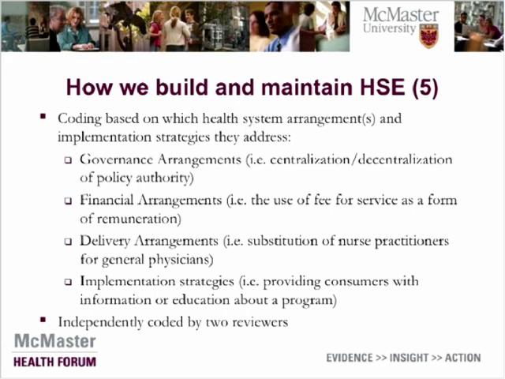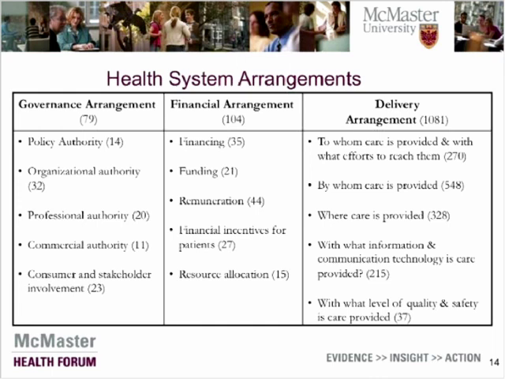Another example of the coding structure is financial arrangements. And this is a good example of something like fee-for-service as a form of remuneration for physicians. Delivery arrangements is another taxonomy code that we have. An example of the delivery arrangement would be the substitution of nurse practitioners for general physicians in primary care. And as Laura mentioned also, we code syntheses for implementation strategies. An example of this would be providing consumers with information or education about a program. And this process, as I mentioned before, is also independently coded by 2 reviewers who then reconcile.